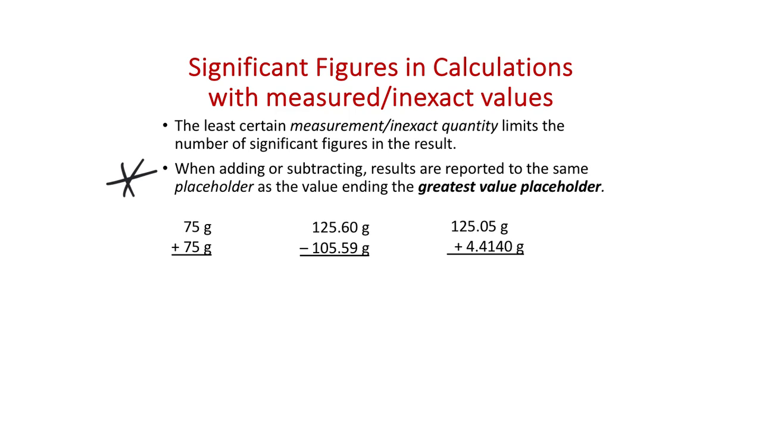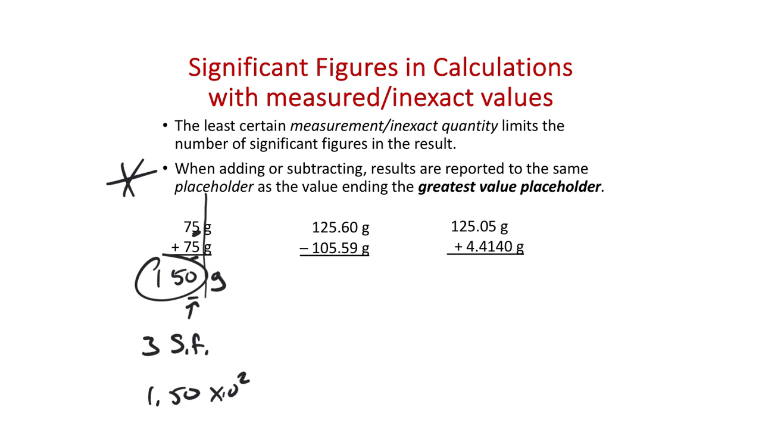It's about, I have a ones placeholder, I have a ones placeholder, I add these 2 numbers up, and I get 150 grams, where that 0 is significant. So my number is going to be significant to all 3 digits. So I'm going to end up with 3 sig figs here. And I should write that, if I want to be clear, as 1.50 times 10 to the 2 grams.